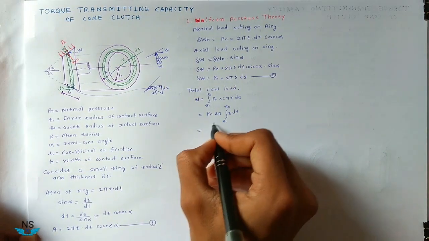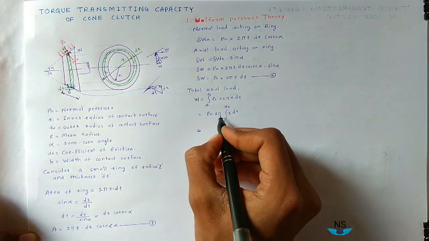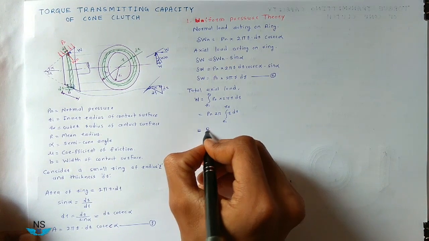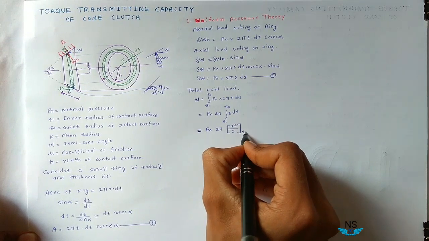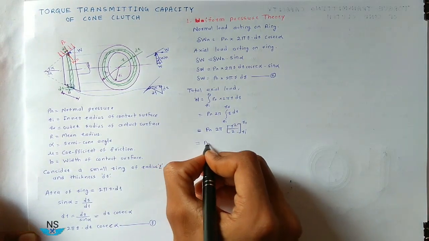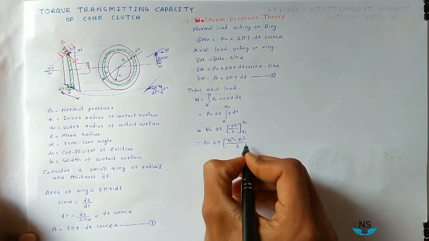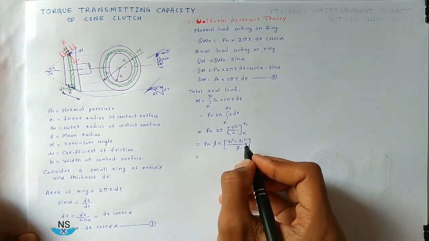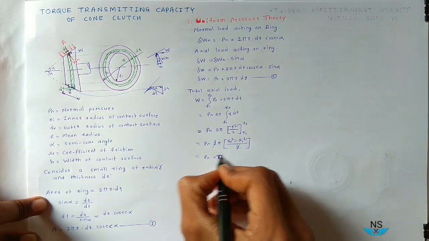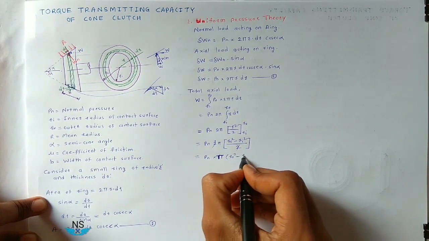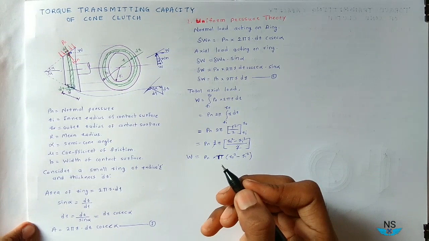The integration of x is x square by 2, and in the same way the integration of r is r square by 2. So Pn into 2 pi, r square by 2, integral from Ri to Ro. Put the limits: Pn into 2 pi into Ro square minus Ri square divided by 2. The 2 gets cancelled, so Pn into pi into Ro square minus Ri square is the total axial load acting on the contact surface.